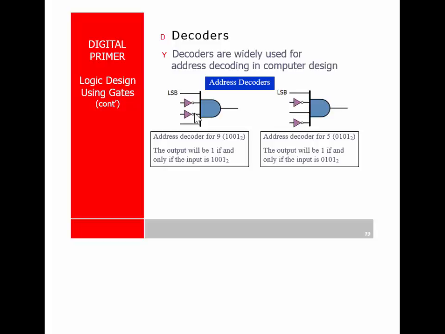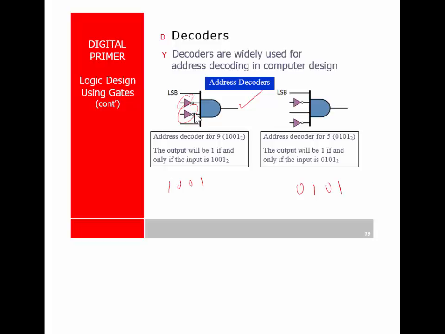Okay, decoders. We'll be seeing these in a little bit more detail down the road. But a decoder is simply an AND gate with inverters on various inputs. These are used to look for a particular address, typically on a line, and select a particular chip. So this is looking for the combination 1001. This is looking for the combination 0101.